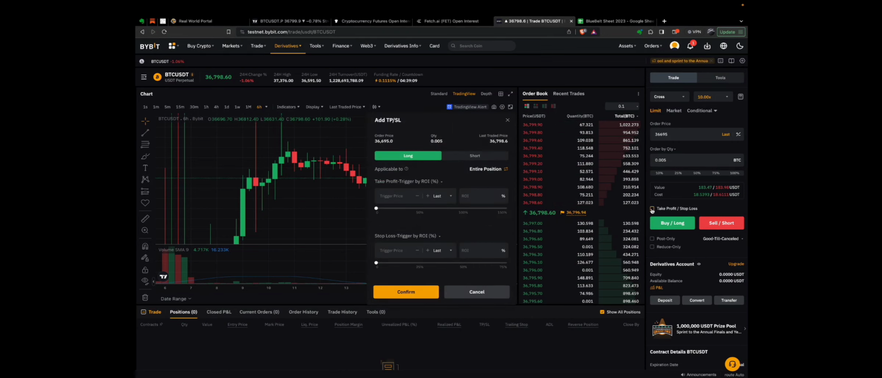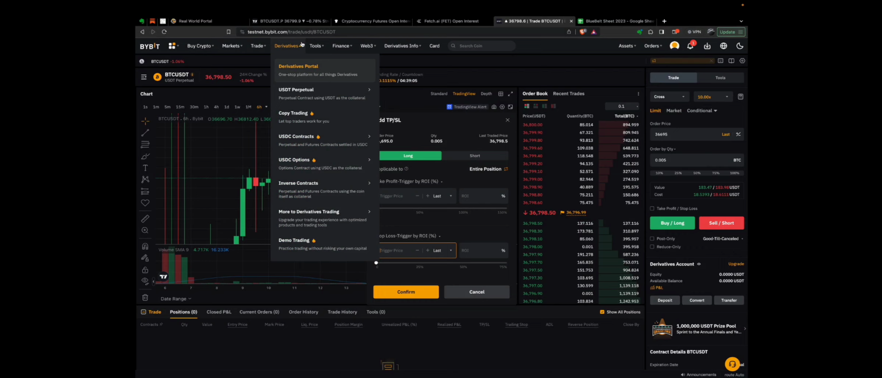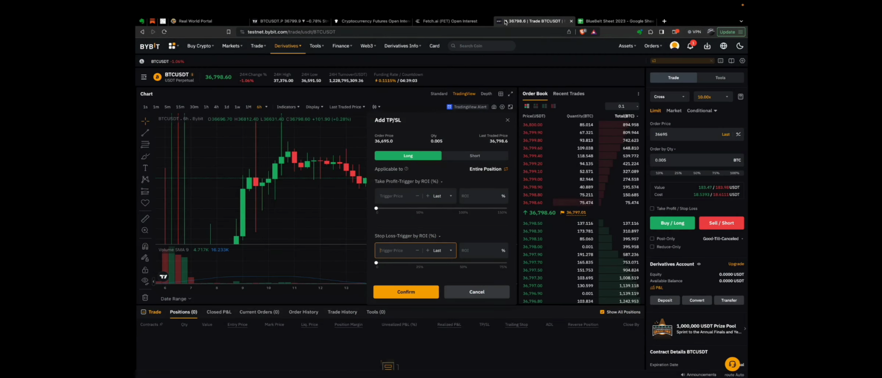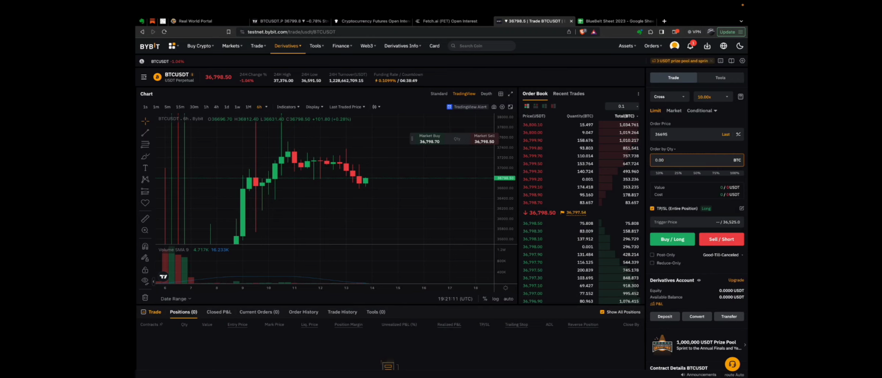I'll show you both. Go to the take profit stop loss and enter your stop loss level, which is 36,525. You can see the expected loss would be 85 cents if I entered 0.005 BTC. If I entered 0.006, because that's all it allows you to do, you can't do anything less. You can't do 0.0058, unfortunately. That's just the way it is. On Bybit, the order quantity has to be in minimum increments of 0.001, so it can be 0.004, 0.005, 0.006, 0.007, and so on.